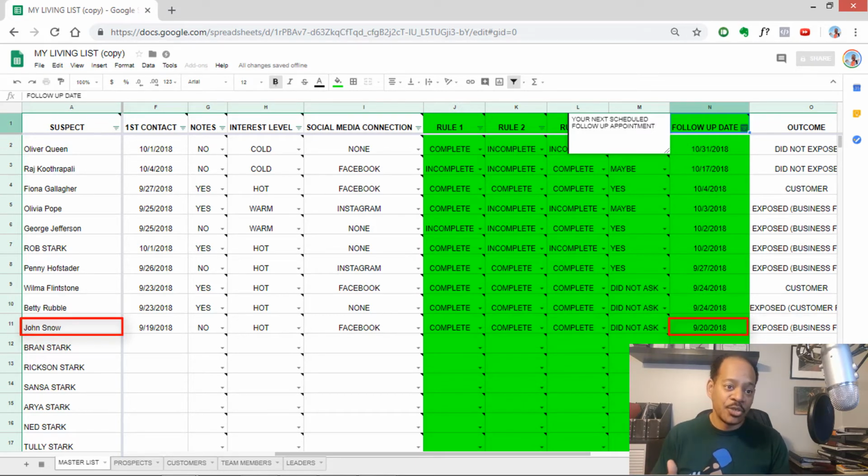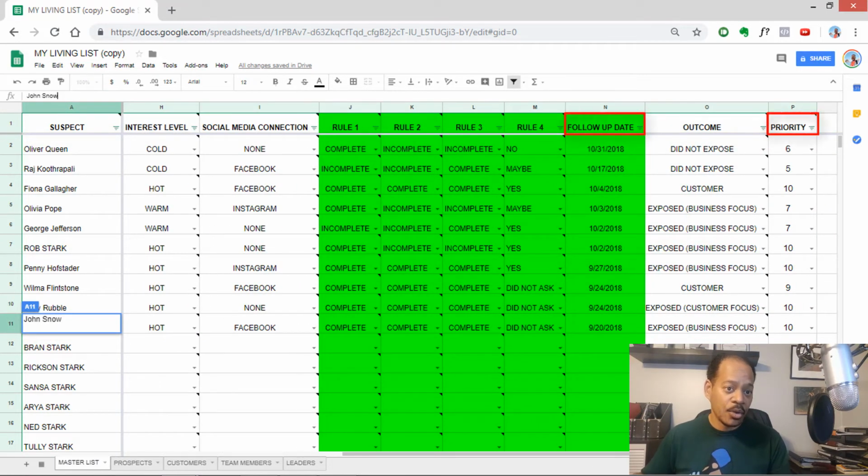So rather than try to sort your list by a specific order of when you wrote down someone on your list, use the dates and priority to keep track of the important contacts that you want to follow up with. So this takes us to our last tip.